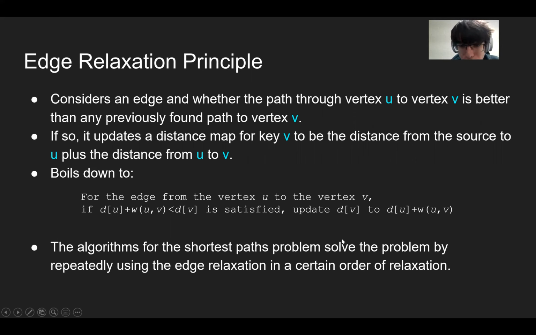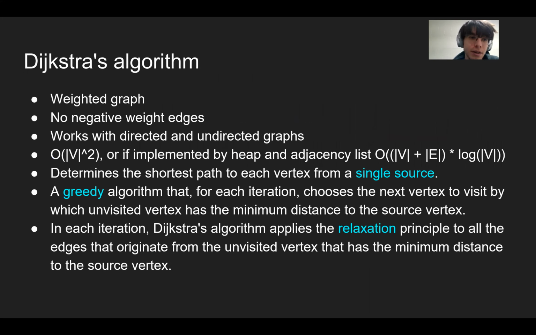Yeah, and the algorithms for the shortest path problem solve the problem by repeatedly using edge relaxation in a certain order. And we'll notice that edge relaxation is a really common thing to use, and we'll use it again with Bellman-Ford. But before we get to that, let's talk a little more about Dijkstra's. So Dijkstra's works with a weighted graph and no negative weight edges. And it works with directed and undirected graphs. It runs in O of V squared time, or if you implement a heap and adjacency list, it's O of V plus E times log V.